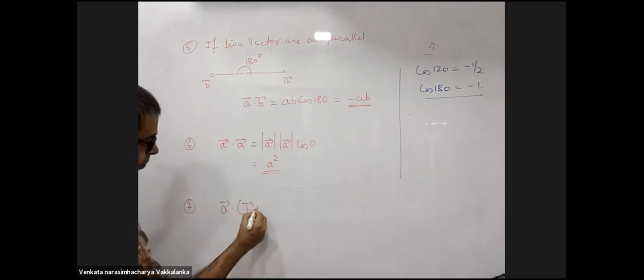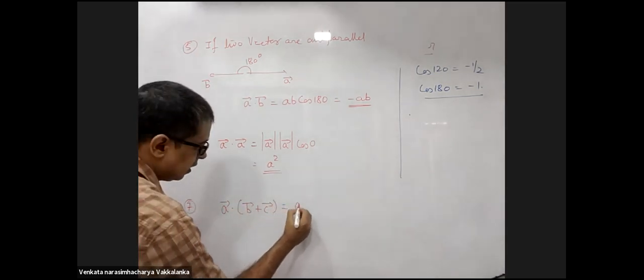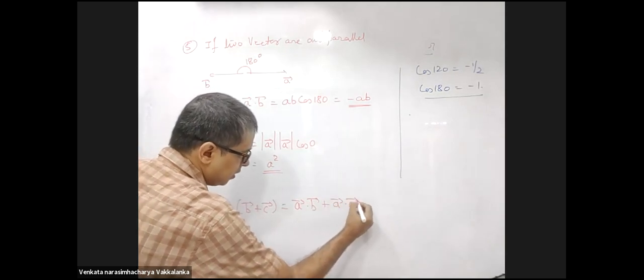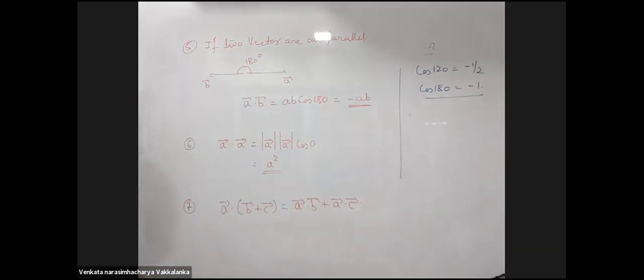A dot (B plus C) is A dot B plus A dot C.